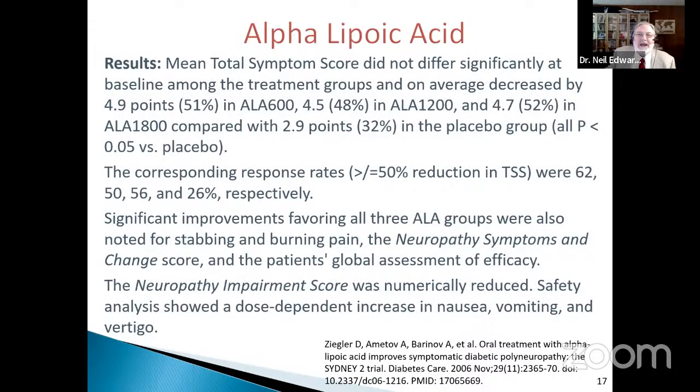So we're looking again at about a 50% improvement in this study in the treatment groups, reducing the symptom score, reducing the stabbing and burning pains, and there was an increase in nausea, vomiting, and vertigo in patients doing the higher doses, which is why they recommend the 600 milligrams.